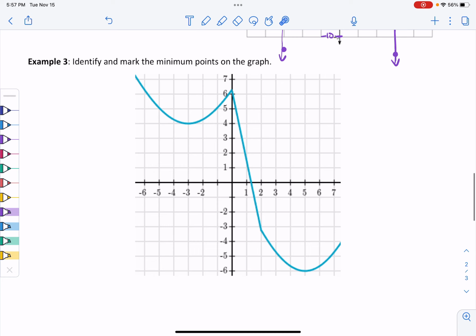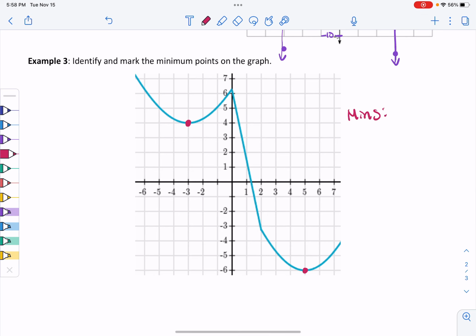So let's go to a graph, example 3, identify and mark the minimum points on the graph. So looking at this one, as we come down, and we have a turning point. So that means we've got something there. Here we go up, we turn around. That one, though, we're going from increasing to decreasing, so that is a maximum. Coming down, we keep going down, down, down, then we turn to go up. So going from decreasing to increasing, we have a minimum. So our minimum points are negative 3, 4, and 5, negative 6.